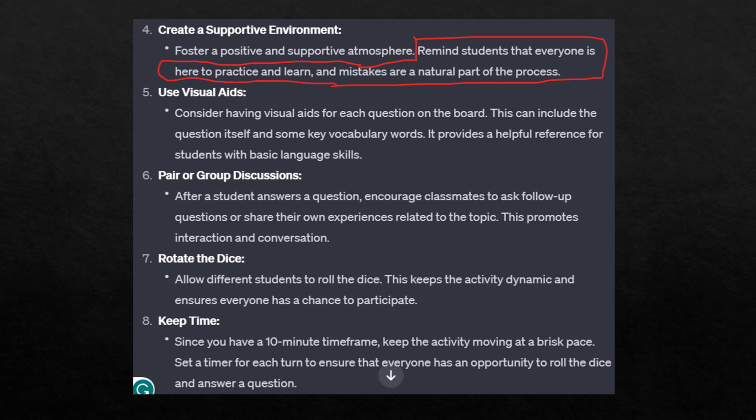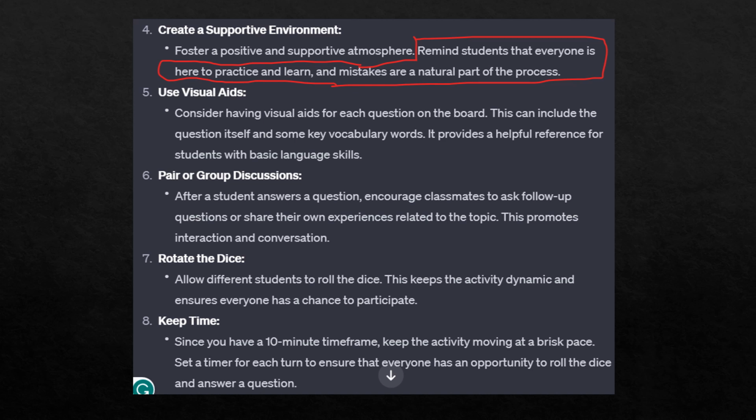Number 4 was incredible for me, okay? Create a supportive environment, okay? And I marked this part. Remind students that everyone is here to practice and learn, and mistakes are a natural part of the process. I included this quote from ChatGPT on my Canvas, in my presentation of the first day, because I think it's important to encourage the students to participate and to make mistakes, of course, because if they make mistakes, they can correct these mistakes and get better, right?